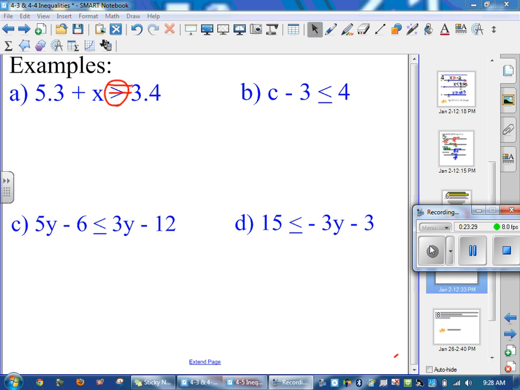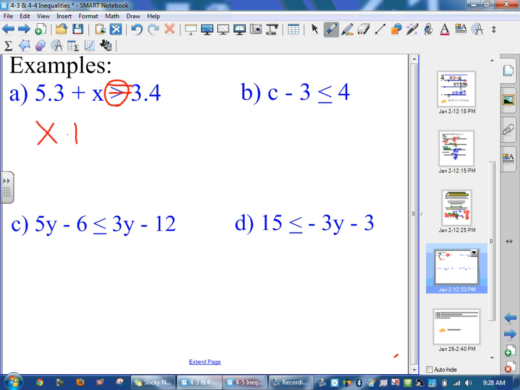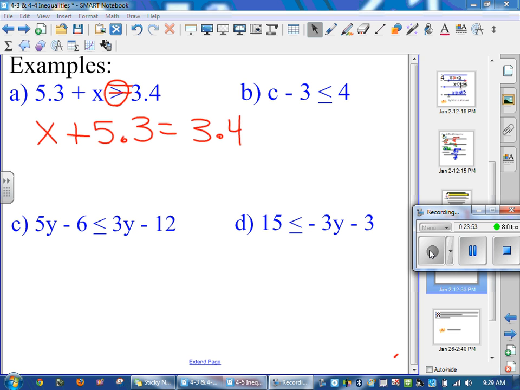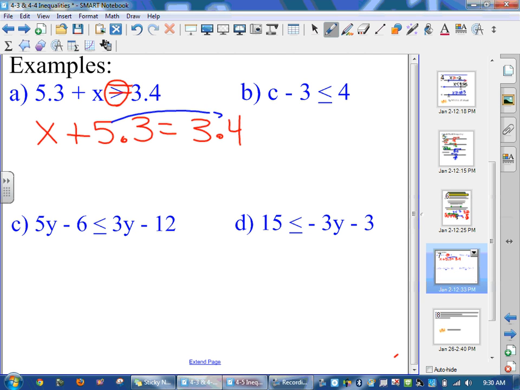So let's take a look. We're back to our normal operations. If I rewrote this, I would have x plus 5.3 equals 3.4. We know how to solve those questions, correct? Absolutely. I'll give you a couple minutes. Solve that one, please. Did you get a chance to solve that one? It's only a one-stepper. We need to take this to the right. We subtract it, or we can use our boxes. We're going to get x equals negative 1.9.